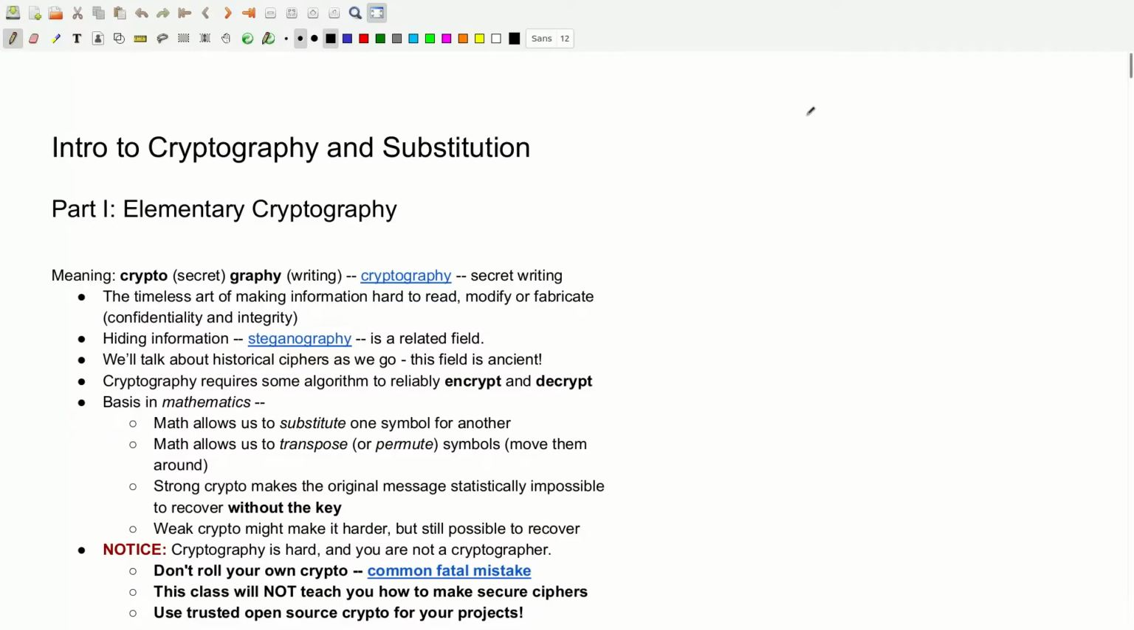All right, now we're going to talk about elementary cryptography. Cryptography comes from the roots crypto and graphy, crypto meaning secret and graphy meaning writing. So it's all about secret writing. Cryptography is the timeless art of making information hard to read, hard to modify or fabricate. Hard to read gives you, of course, confidentiality. Hard to modify or fabricate gives you integrity.